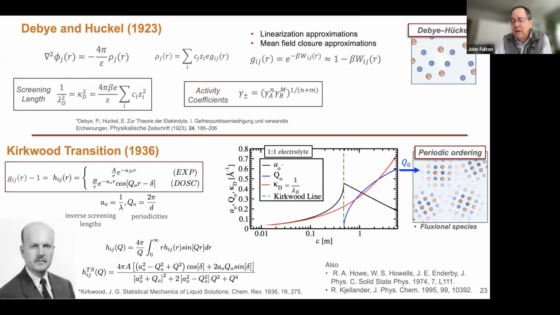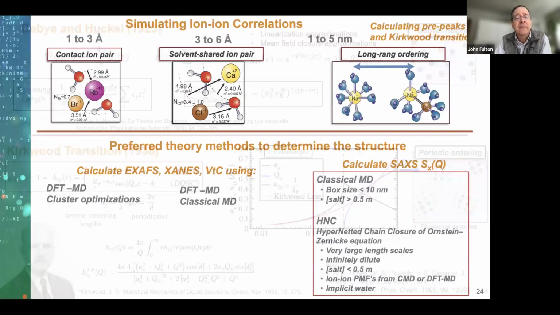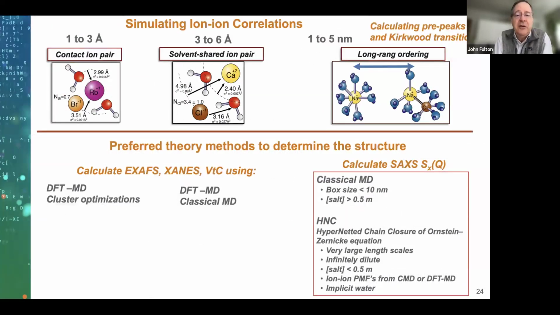So we set out to try to find the Kirkwood transition. This alludes to the question from the audience previously about what methods are best for simulating correlations. For contact ion pairs, I'm a firm believer in DFT-based molecular dynamics. It's been a dramatic improvement in the fidelity of the simulations for predicting the contact ion pair species. Likewise, for solvent-shared ion pairs, DFT is probably the method of choice.